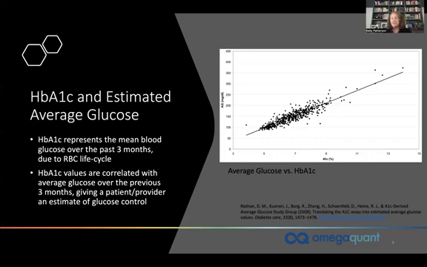So what's nice about hemoglobin A1C is you can take one non-fasting test and get a picture of your blood sugar control over the past 3 months, instead of having to prick your finger constantly.